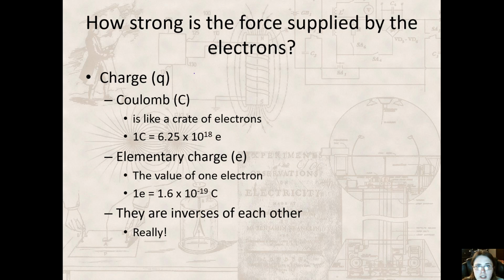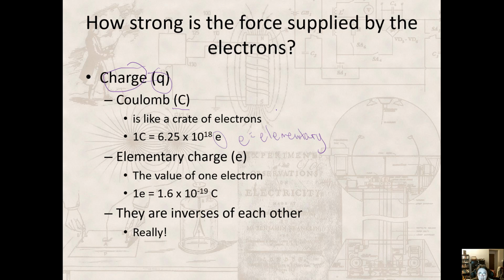We need to be able to say that charge, we're going to be dealing with charge, that symbol is Q. It is measured in a Coulomb, and a Coulomb is a lot of electrons. It's actually 1 Coulomb is equal to 6.25 times 10 to the 18th electrons. It's an elementary charge. E is elementary charge, and an electron happens to be one of them.